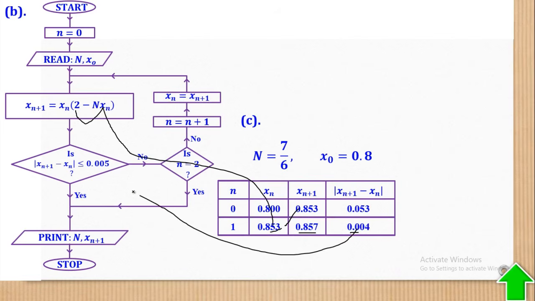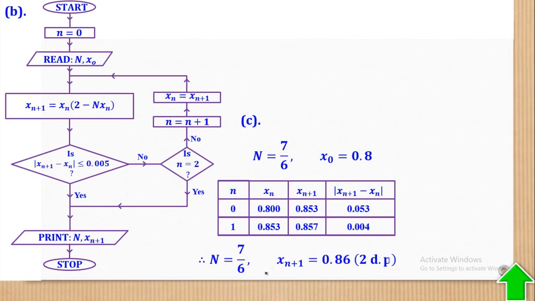Put this in the decision, it will give you an answer of yes. So you go here and then print what is required and stop. That is why we stop at n equal to 1. Then after printing, you print what they want: n is that and xn plus 1 is that.